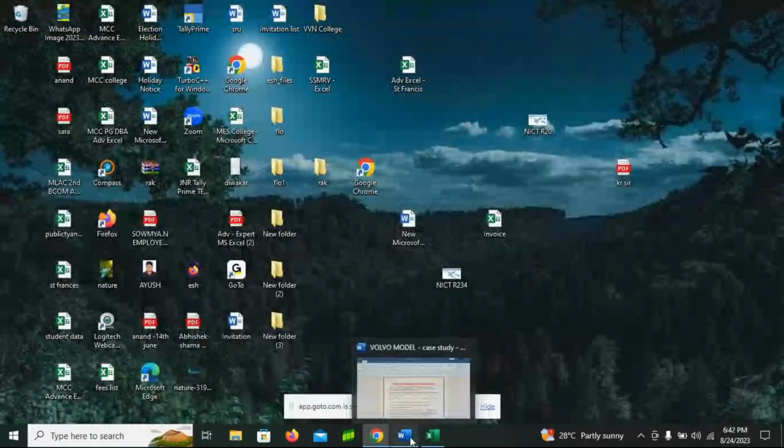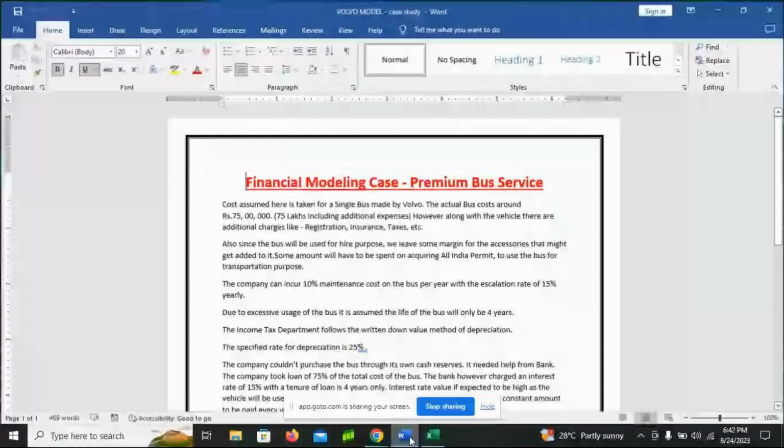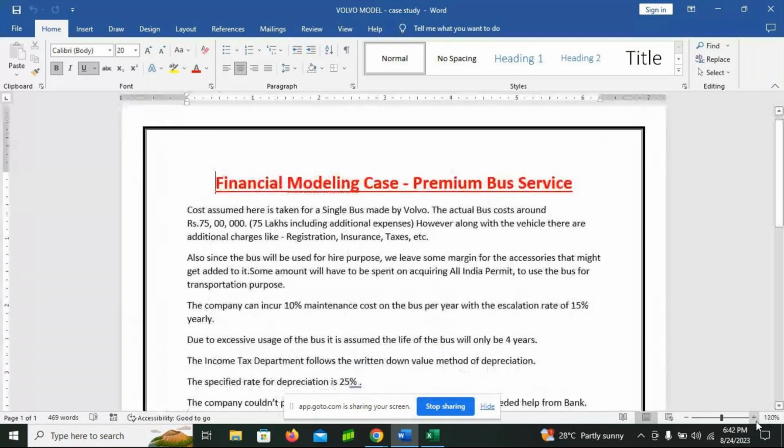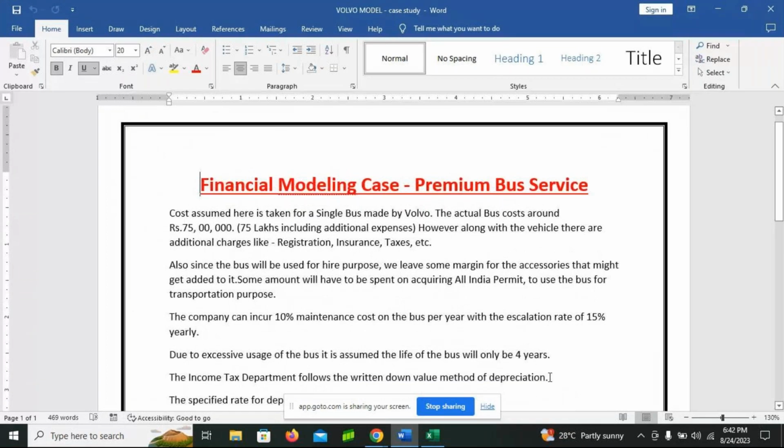So did you people download the file that I have shared for the Volvo model bus? So let's go through the case study.